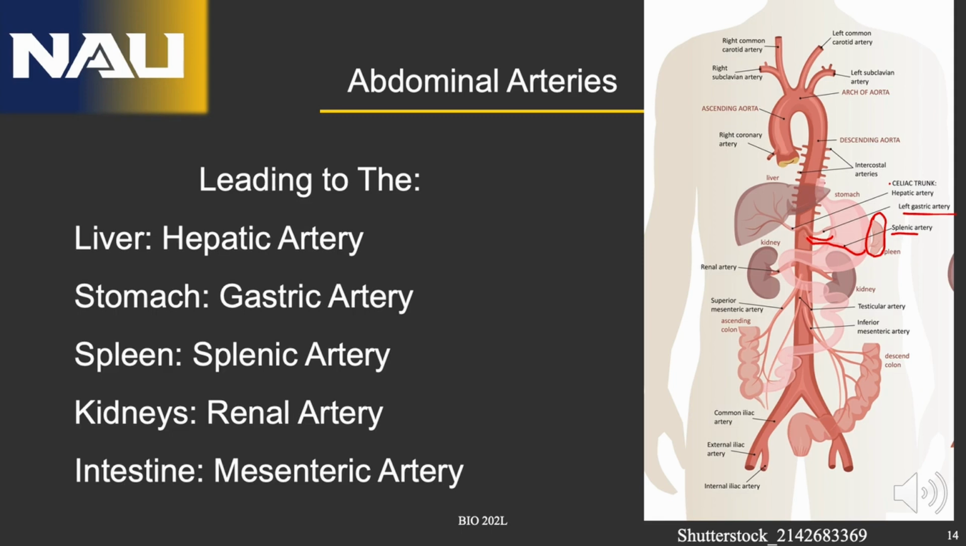Moving on, the renal arteries are crucial for supplying blood to the kidneys. Each kidney receives blood from a renal artery, which branches off directly from the abdominal aorta. Lastly, the mesenteric arteries include the superior mesenteric artery and the inferior mesenteric artery. The superior mesenteric artery supplies blood to most of the small intestine and part of the large intestine, while the inferior mesenteric artery supplies the distal part of the large intestine. And then we branch off into the legs, but first let's cover the veins in the abdomen.